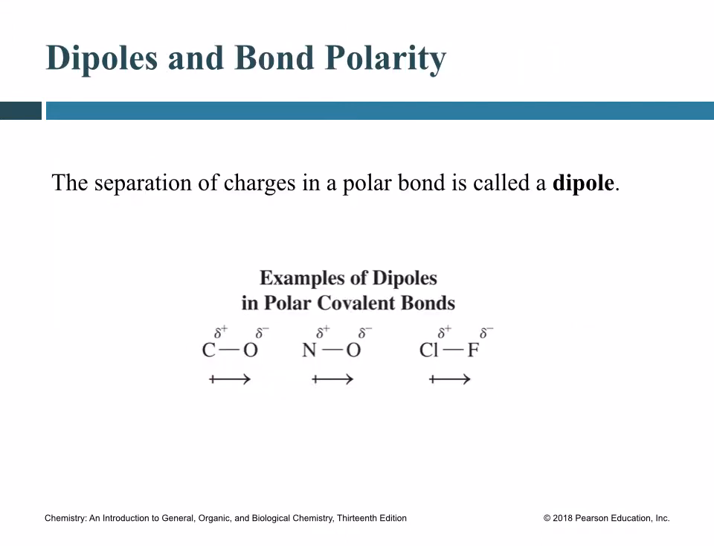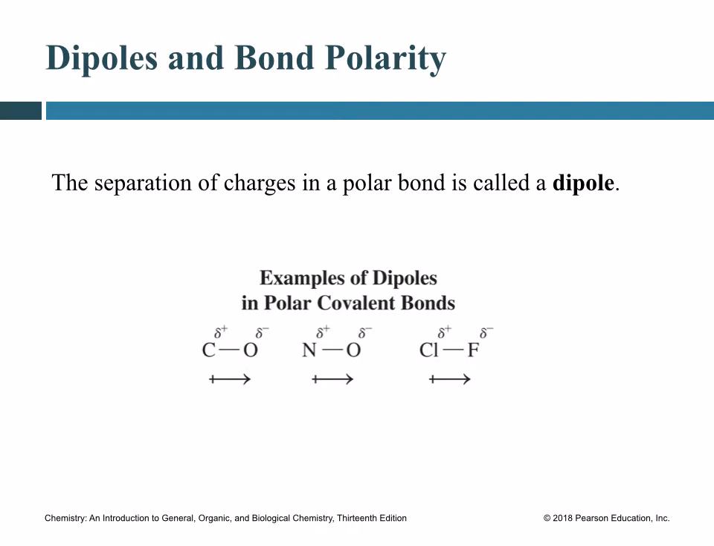As the electronegativity difference increases, a polar covalent bond becomes more polar. Since electrons are shared unequally, one atom has more bonding electrons and more negative charge, while the other atom has less electron density and more positive charge.